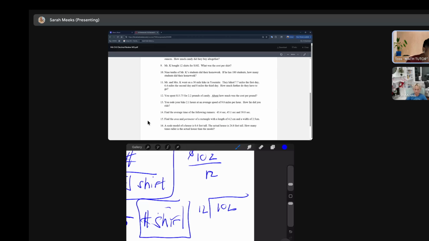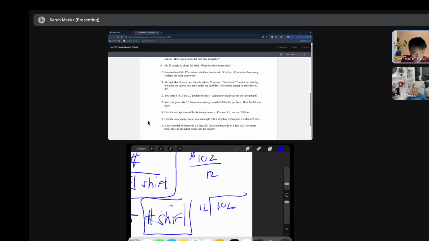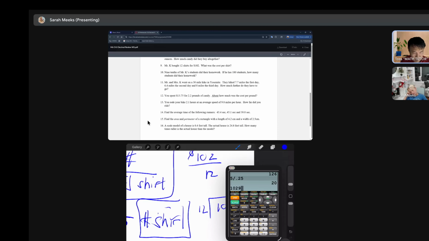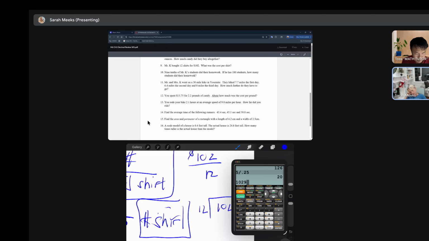I'm going to assume that that is correct. Let me go and punch in the calculator here. So 102 divided by 12. Yeah, good job. You got it. You did all the work perfectly. So it's $8.50. Do please put the dollar symbol in front of that 8.